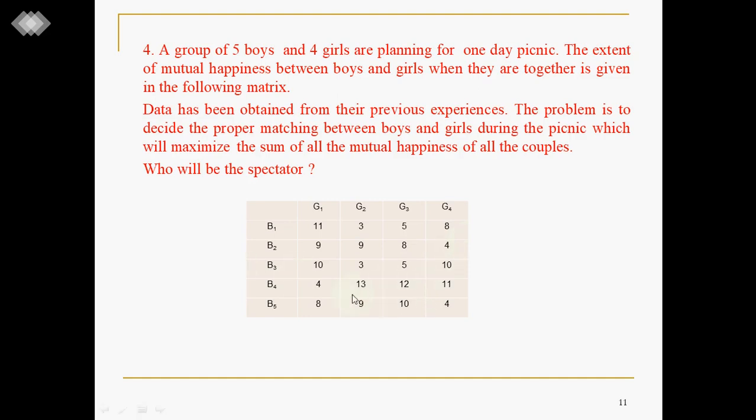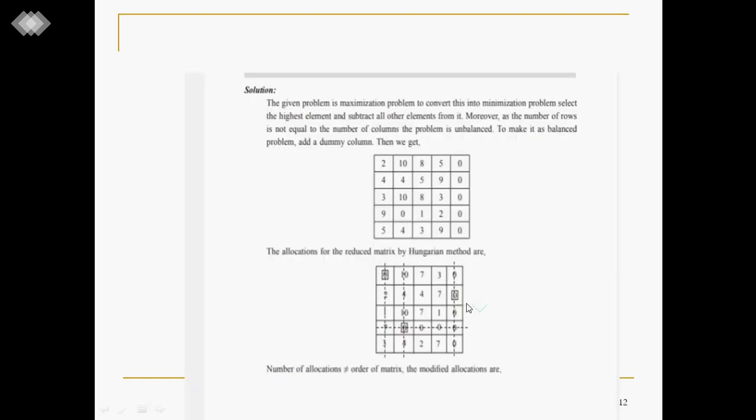The highest element in this, you have to see. Maybe 13, it seems. So all other elements you have to subtract from 13: 13 minus 11, 13 minus 3, 13 minus 5, 13 minus 8, and so on. Then you have to add the dummy column. The given problem is a maximization problem, hence first convert into a minimization problem. That is, select the highest element and subtract all other elements from that element. Moreover, as the number of rows is not equal to the number of columns, the problem is unbalanced. To make it a balanced problem, add a dummy column.